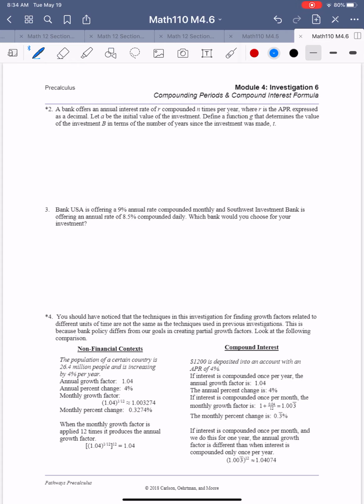A bank offers the annual interest rate of R compounded n times per year, where R is the APR expressed as a decimal. Let A be the initial value of the investment, and then define a function G to determine the value of the investment in terms of the number of years since the investment was made, T years, okay? So I want to say G of T is, okay?